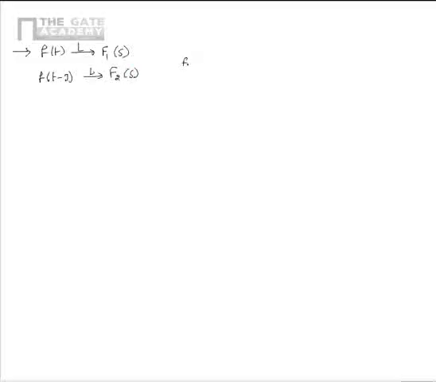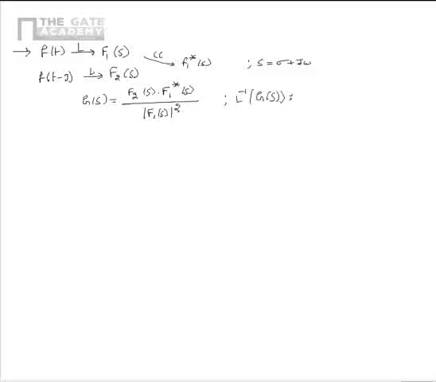It's also given that f1 star of s is the complex conjugate of f1 of s, where s is equal to sigma plus j omega. It's also given that g of s is equal to f2 of s multiplied by f1 star of s divided by mod of f1 of s whole square. We need to find the inverse Laplace transform of g of s.